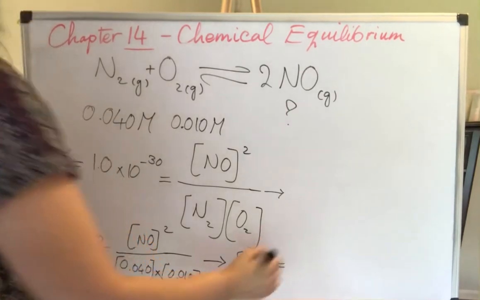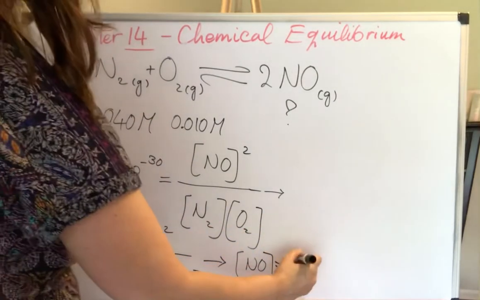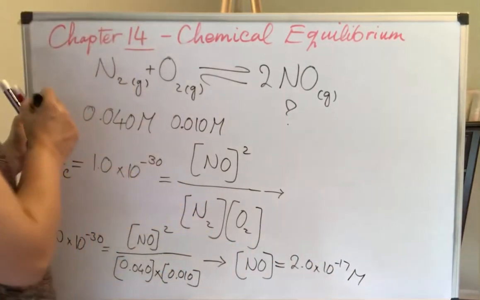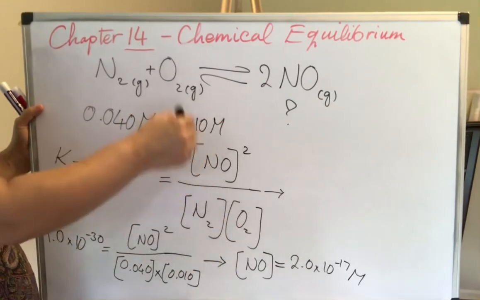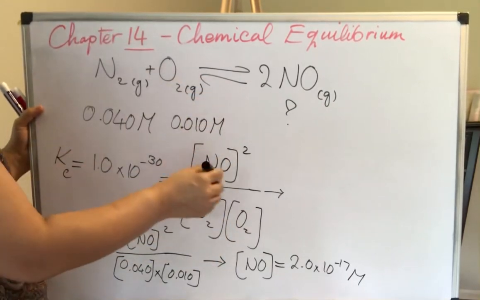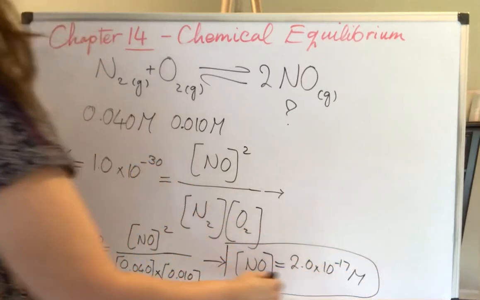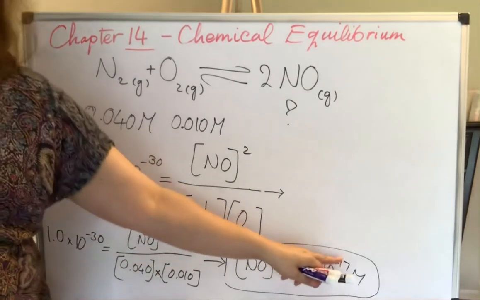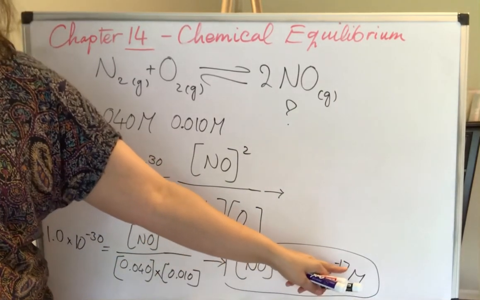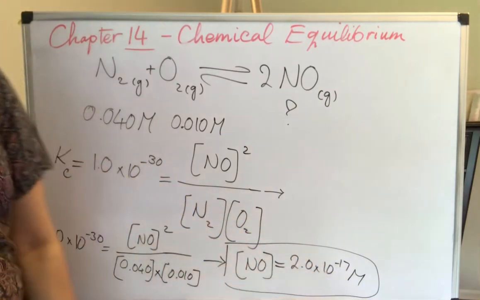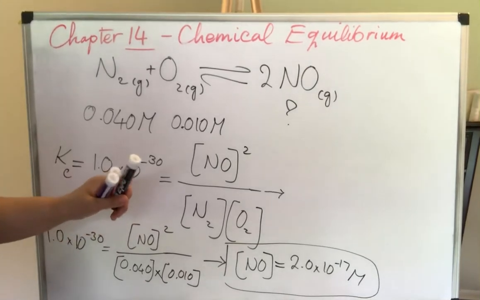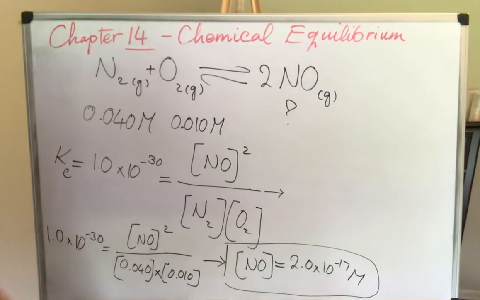So take the square root for NO, and you will end up with 2 times 10 to negative 17 molar. You multiply these, and then you take the square root. So the molar concentration at equilibrium is going to be 2 times 10 to negative 17. Don't worry about the small number. You might say it's a very small number. Yes, because your equilibrium constant is very small, which means this reaction happens really slowly.